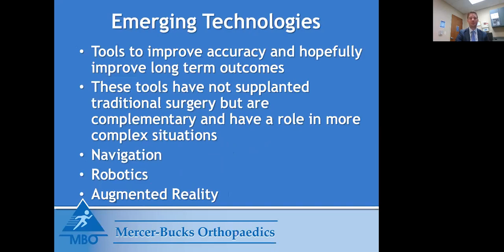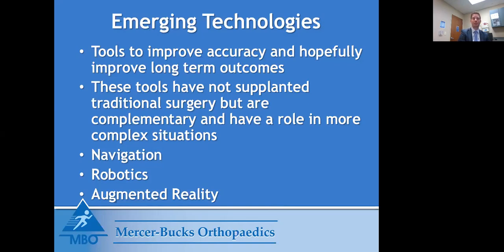Things to help make a good operation better. So we talk about technology, some things that are constantly being improved. They help improve accuracy, hopefully improve long-term outcomes. Things that have evolved the most over the last 10 to 15 years have been improvements in materials, making more durable bearings, plastics that last longer, ceramics that last longer, that are less biologically active, that lead to fewer problems with loosening and implants wearing out.